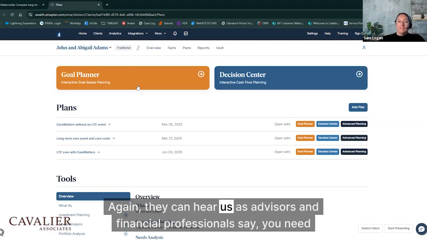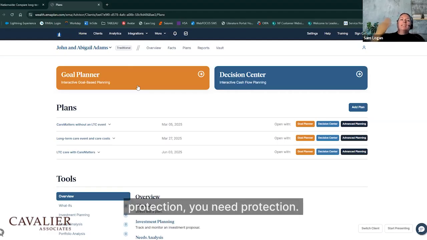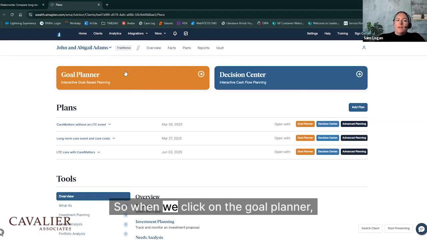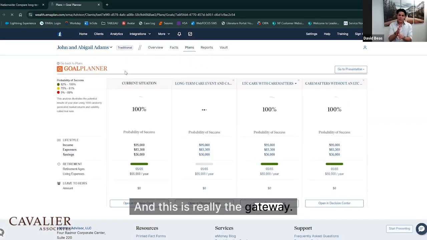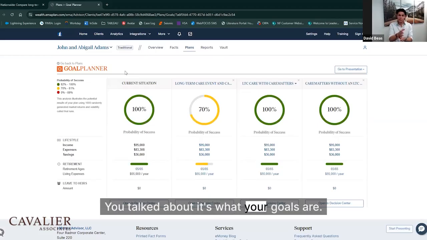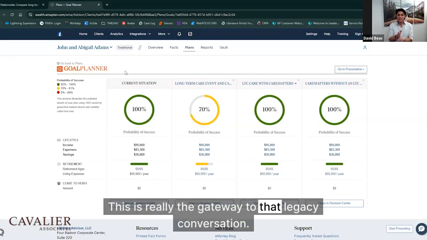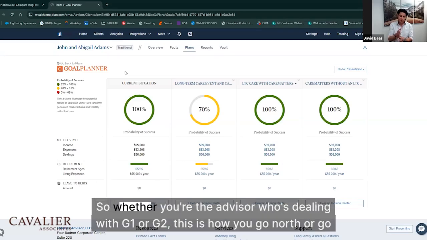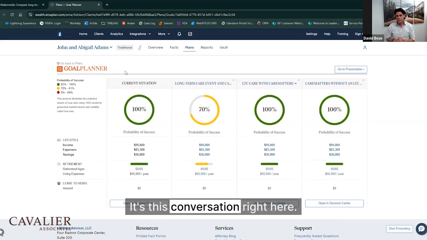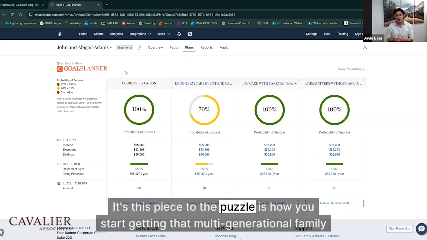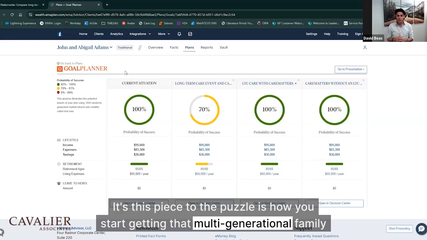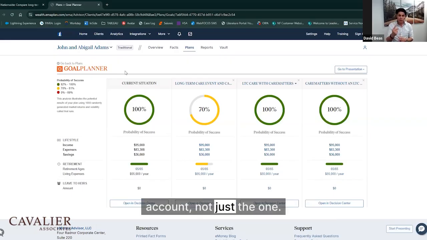Again, they can hear us as advisors and financial professionals say, you need protection, you need protection. Some of them need to see that. So when we click on the goal planner, this is really the gateway. You talked about what your goals are, leave to heirs versus retirement. This is really the gateway to that legacy conversation. So whether you're the advisor who's dealing with G1 or G2, this is how you go north or go south. It's this conversation right here. It's this piece to the puzzle that is how you start getting that multi-generational family account, not just the one.